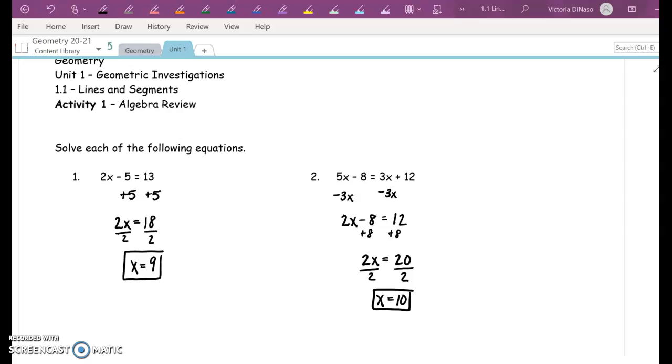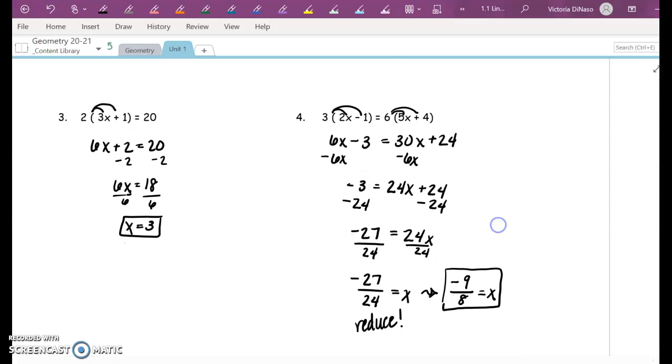For number 2, when x is on either side of the equal sign, we must bring all the x over to one side and then the constant number over to the other side. So I went ahead and moved the 3x to the other side using subtraction. So we have 2x minus 8 equals 12. I added 8 to both sides and then divided by 2 to get x equals 10.